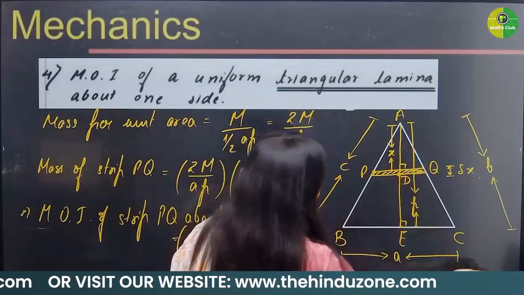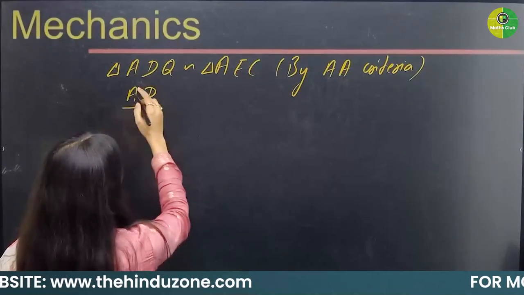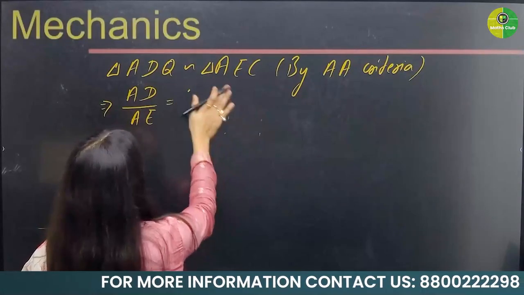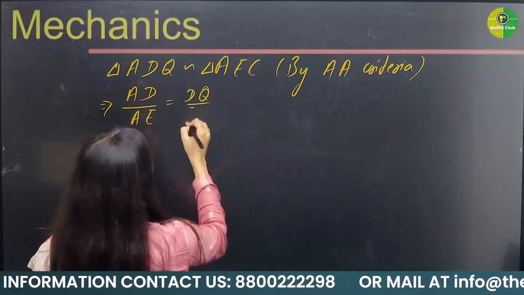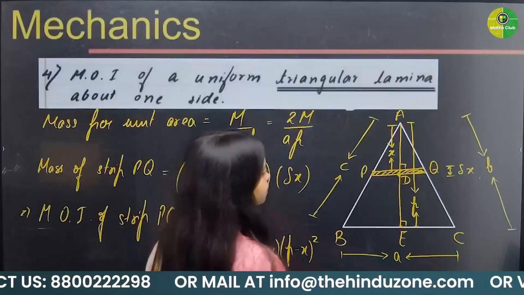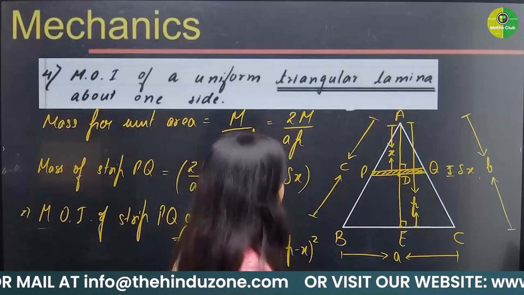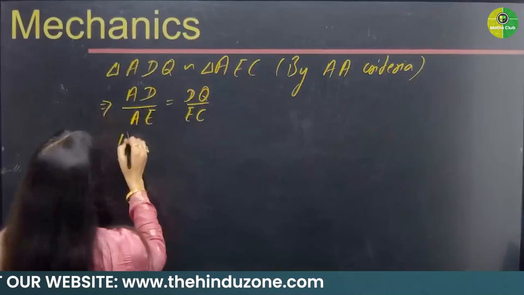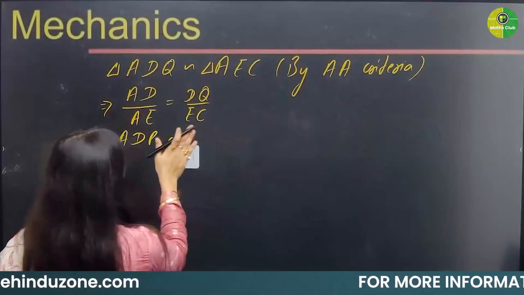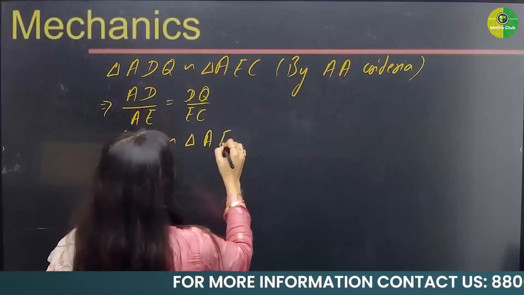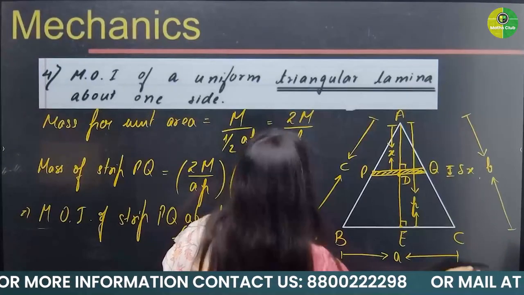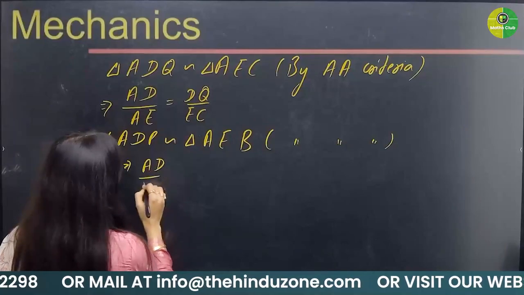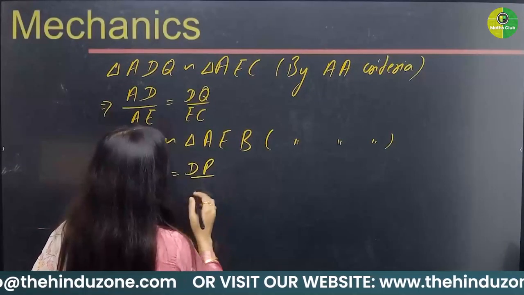So I can write AD divided by AE is equal to DQ divided by EC. Okay. Similarly, I can write it for this side, triangles ADP and AEB. Again, by angle-angle criteria, AD by AE is equal to DP by EB.